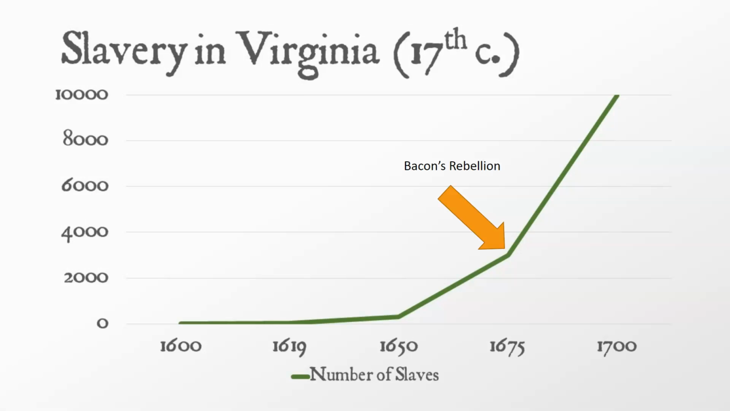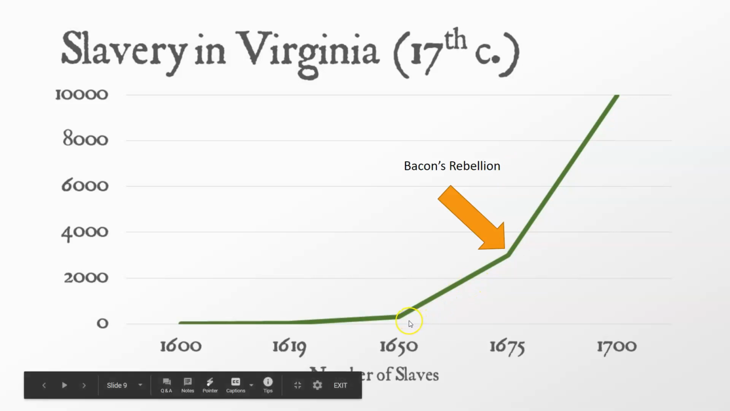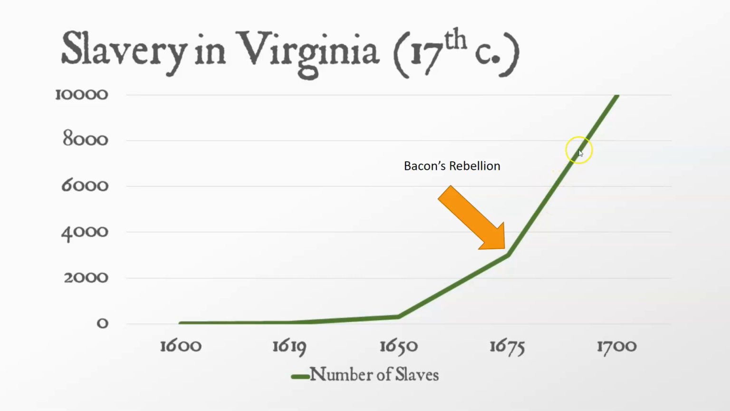This is a chart that shows the number of slaves that were being imported into Virginia during this time period. The first slaves, you might recall from a previous lesson, arrived in Virginia in the year 1619. And the number of slaves grew very, very slowly up until about 1650. So they were still relying fairly heavily on indentured servants during this time period. It's around 1650 that you start to really see the numbers increase. And then when Bacon's Rebellion takes place, you see another very sharp increase.